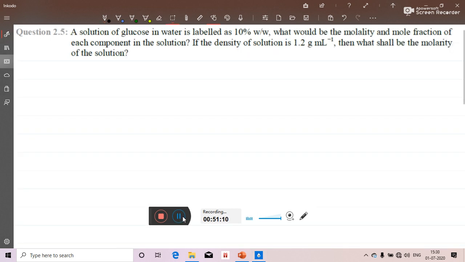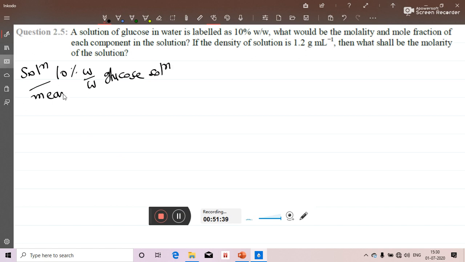Now next, exercise 2.5. A solution of glucose in water is labeled as 10% weight by weight. Now what is the meaning of 10% weight by weight? So 10% weight by weight glucose solution means 10 gram glucose in 100 gram solution. So water will be 90. So 10 gram glucose in 90 gram water.